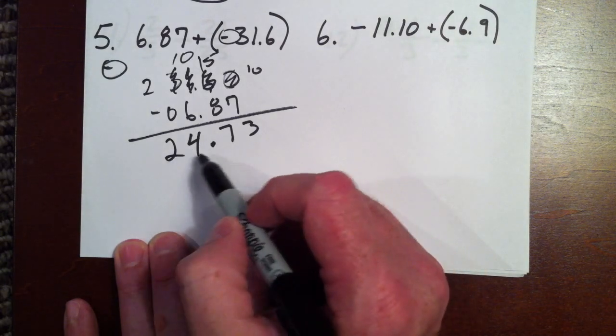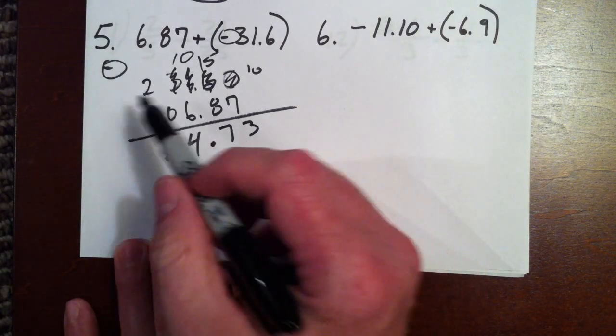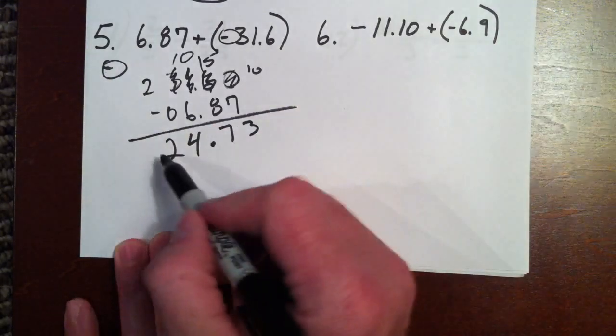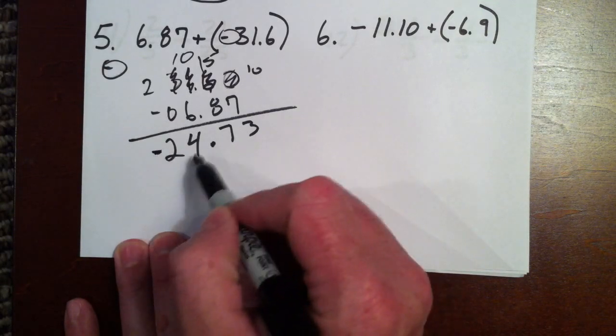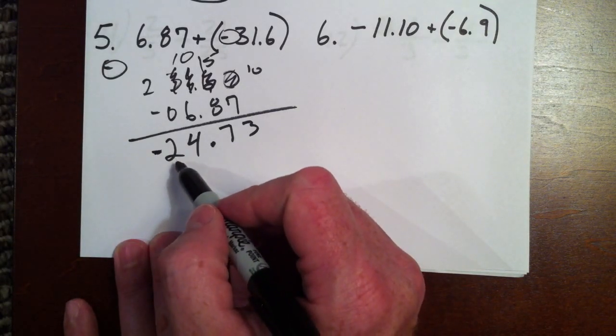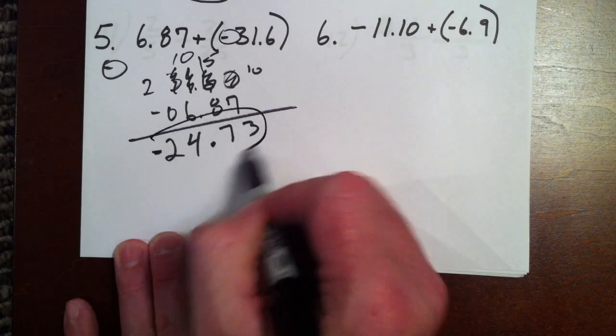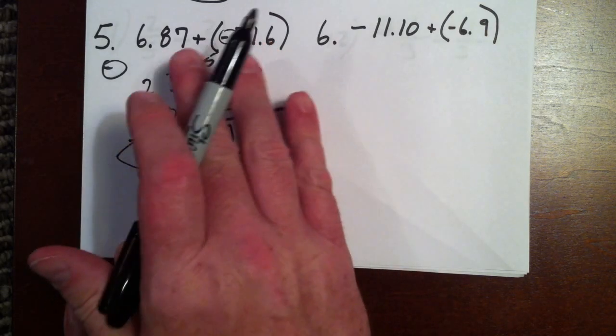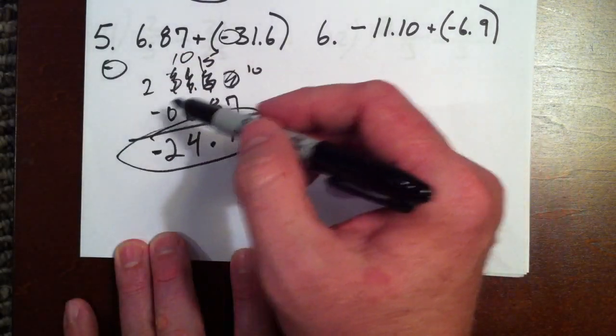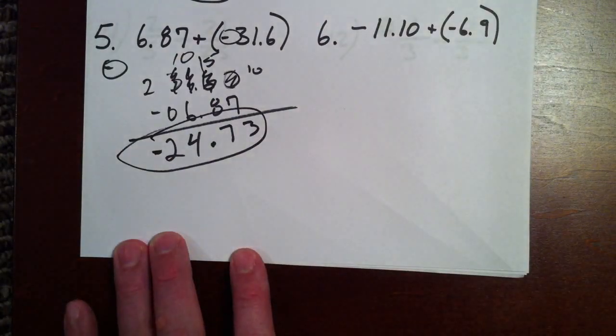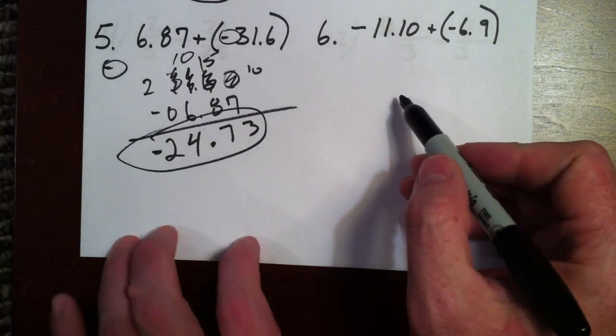Our answer is 24.73, but don't forget, we've got the negative sign over here. Let's add that. So the answer is negative 24.73. Again, if you're having a hard time with that, you need to watch this video or watch this problem over and over again. Well, let's take a look at number 6.